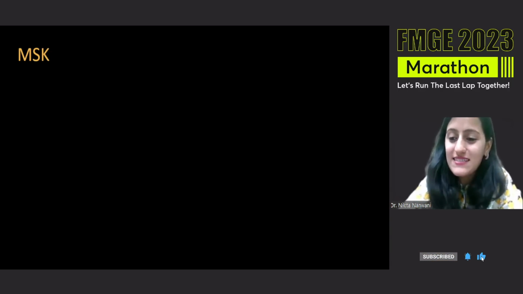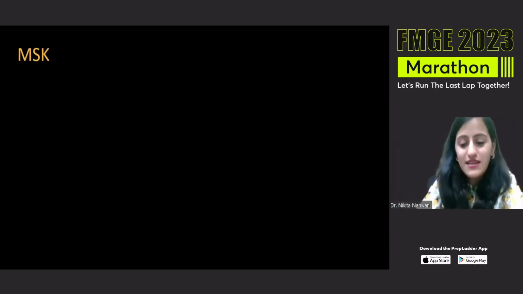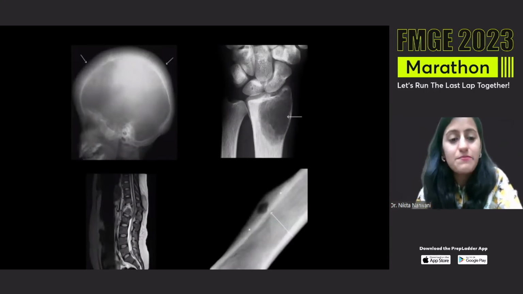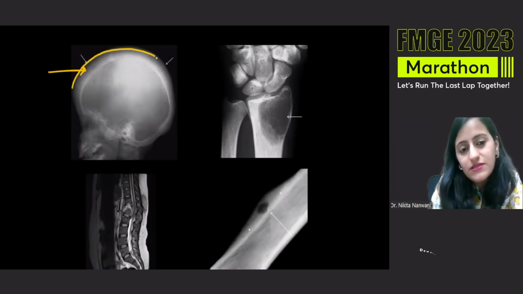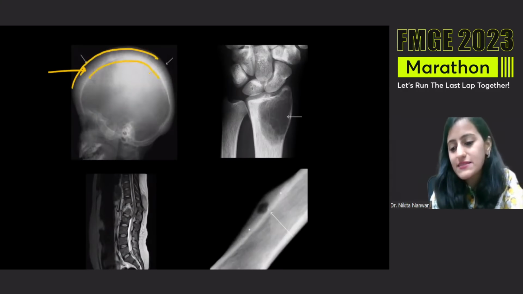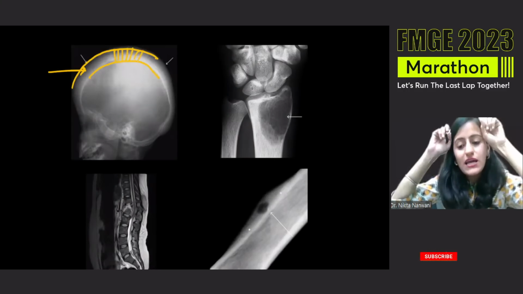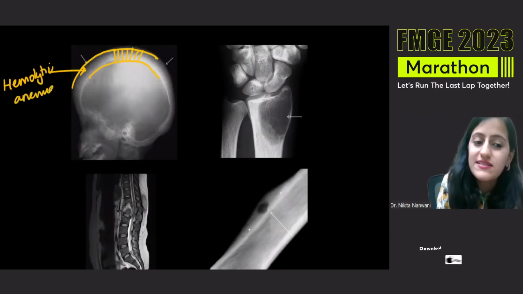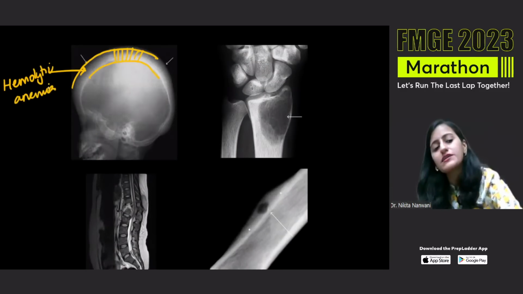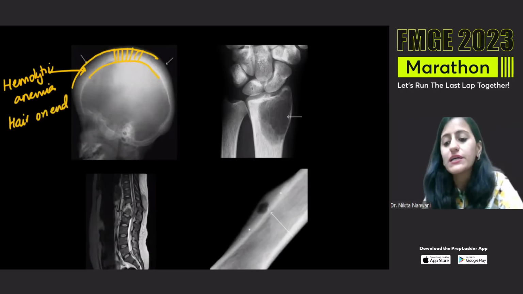So, musculoskeletal system. Going to the next one. Very important image. The first one here, where you see the skull, the bone is thickened, the diploic space is thickened, and there is the hair on end, crew-cut appearance. It is seen in any hemolytic anemia. Remember, it's not just thalassemia. It is any hemolytic anemia which can show the hair on end appearance.